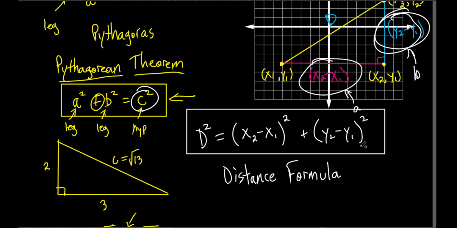It looks confusing. It kind of looks like slope. This is your distance formula. Guess what you're going to have to do with this? You got to memorize it. Okay? There's no way around it.